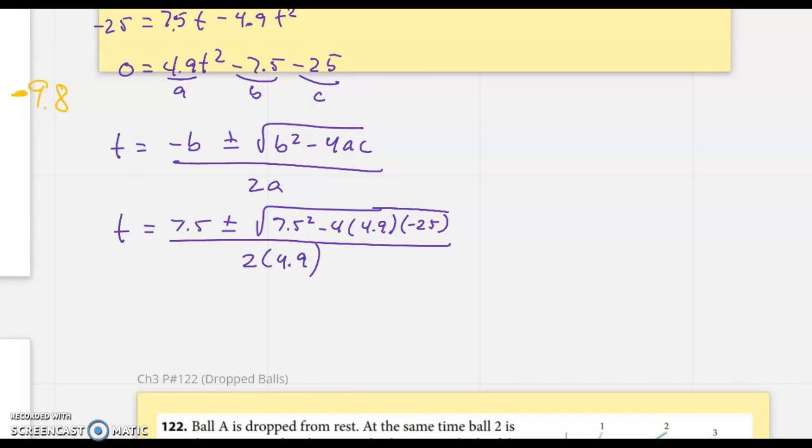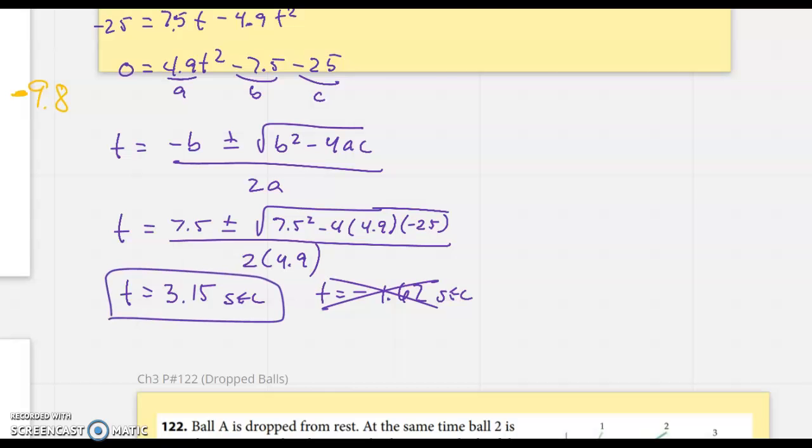Now, when I put that in, I ended up getting two answers. I got a time of 3.15 seconds, which is the one we want. I also got a time of negative 1.62 seconds, which is the one we're going to reject. And so there's how much time it takes to hit the ground.